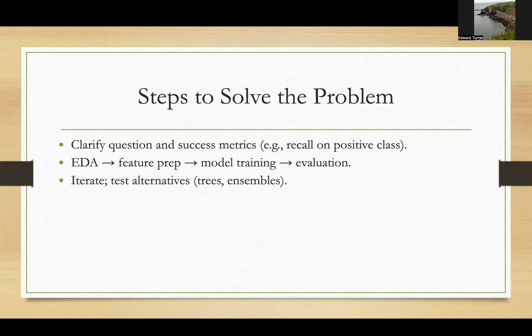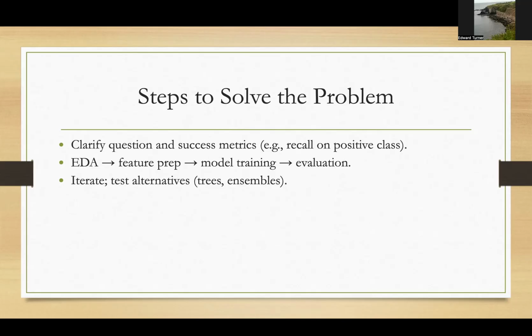So these are the steps to solve the problem. As I mentioned before, we would look towards F1 as a whole, but we still want to look at recall because we do want to capture more people that would be in the positive class, because we did miss those. And we want to make sure that we are predicting if someone would survive and be able to find those people. So we would still want to prioritize recall in that scenario on the positive class.